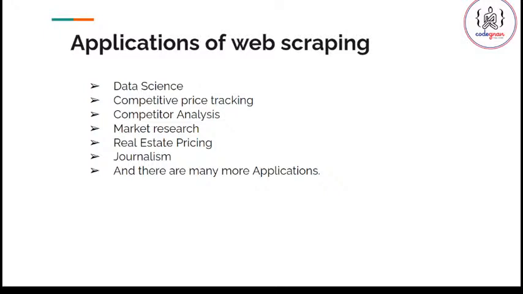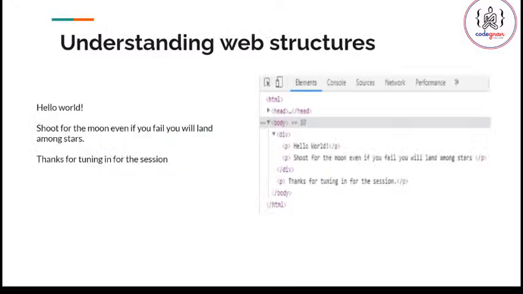And in journalism as well, these days they are utilizing web scraping. And there are many more applications. If you think of web scraping, there are many more applications. Whatever purpose you want to scrape for, you can search on Google, see this data on some website, and then you can scrape that data here. So now we have seen these applications.